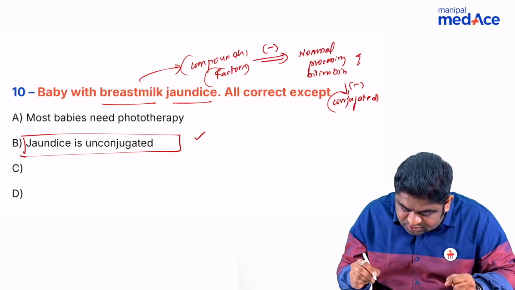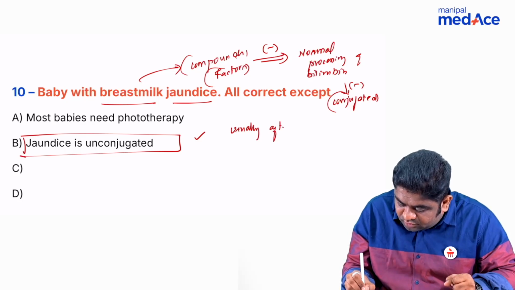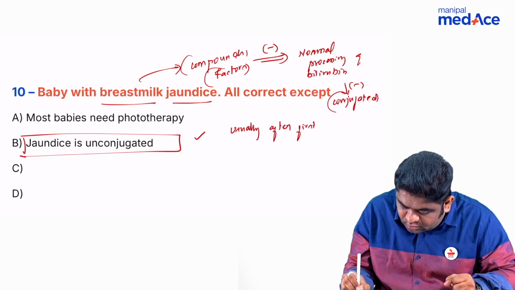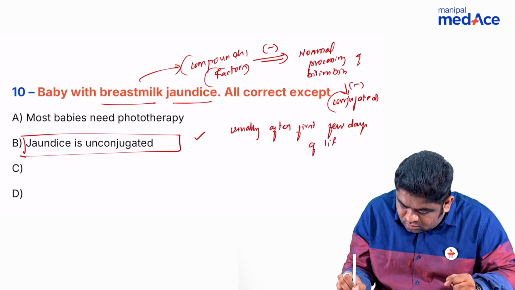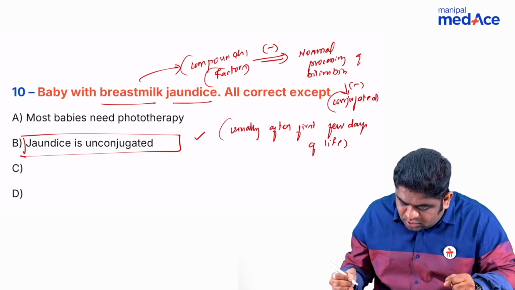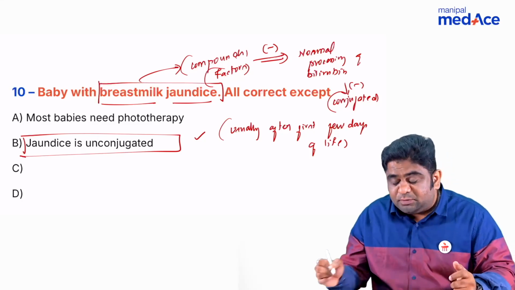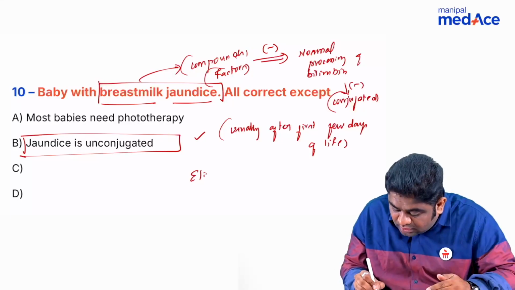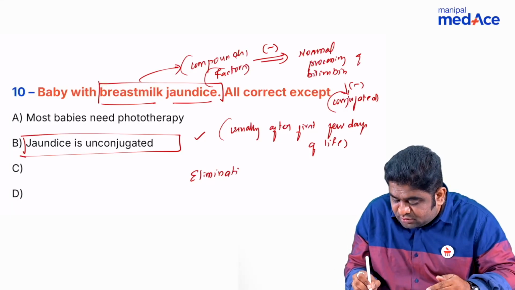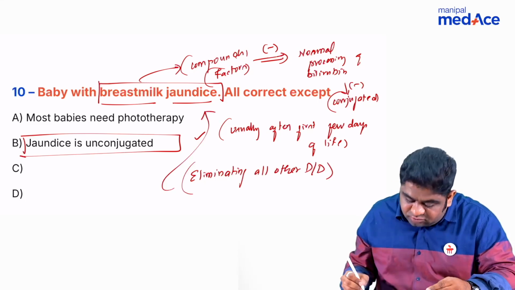At the same time, this happens usually after the first few days of life. And you will be able to make a diagnosis of breast milk jaundice not by directly going for breast milk jaundice. It is by eliminating all other diagnostic possibilities. Eliminating all other differential diagnoses, you can make a diagnosis of breast milk jaundice.